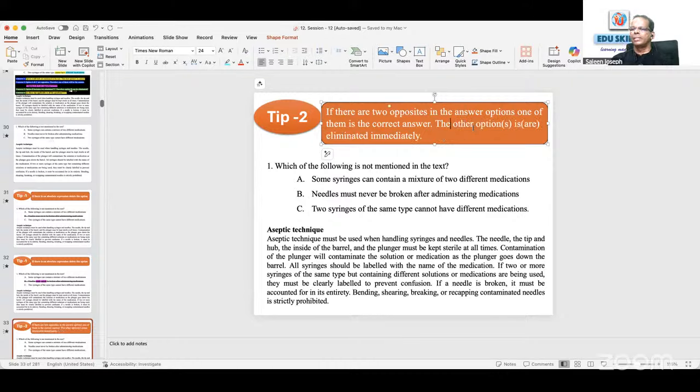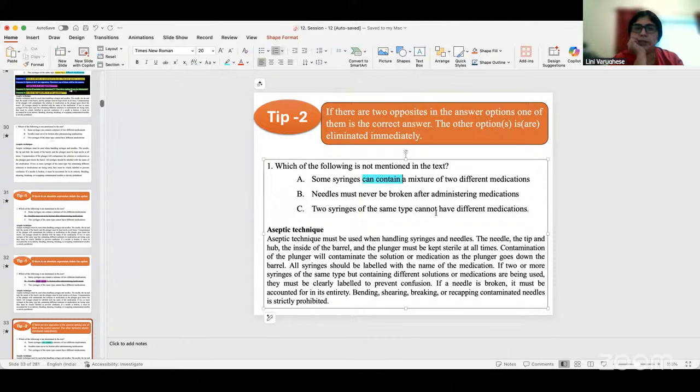The other options or option is eliminated immediately. If there are two opposites, we have can contain, cannot contain. Contain, cannot contain, cannot have. Cannot have means cannot contain. Synonymous language. Okay, so one of them must be the answer.